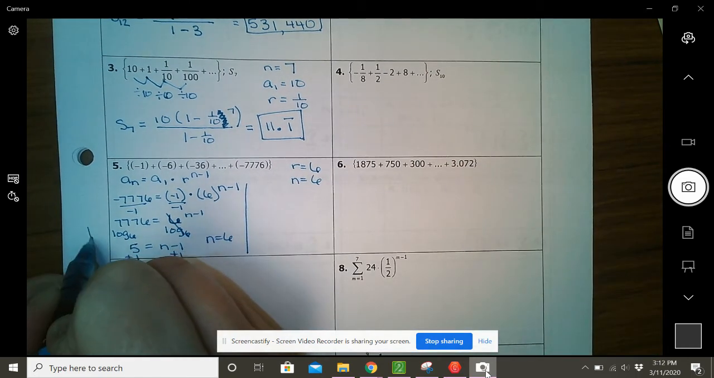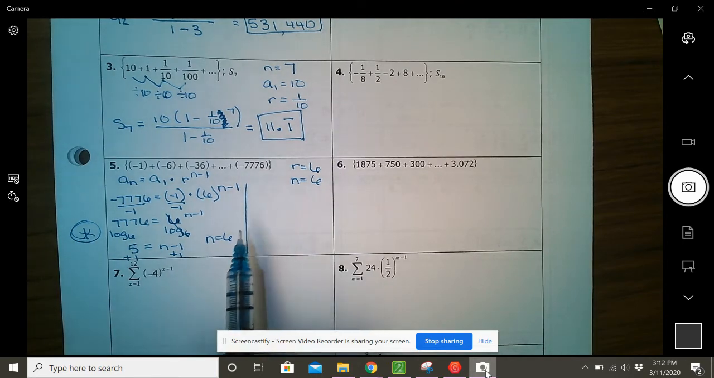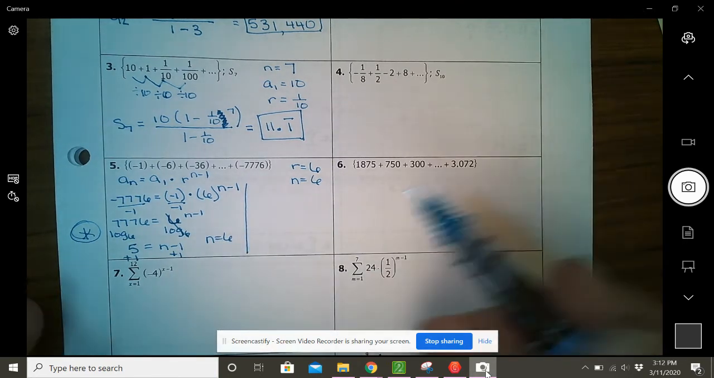Okay, so that was pretty challenging. You have to have an understanding of logarithms in order to solve for that n value. Now I can take this information and plug it into my series formula.